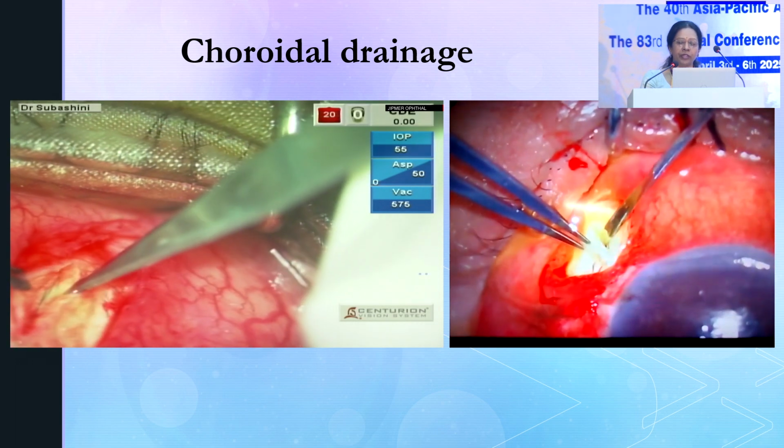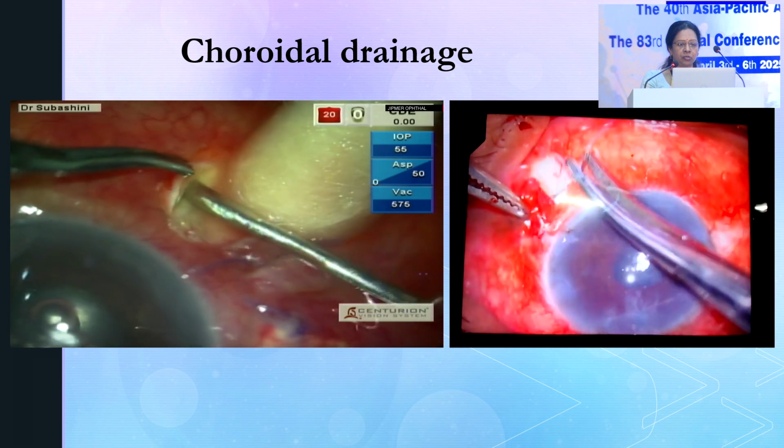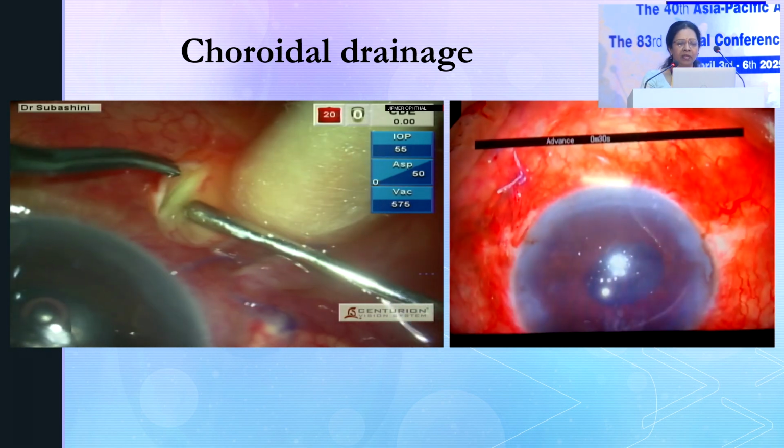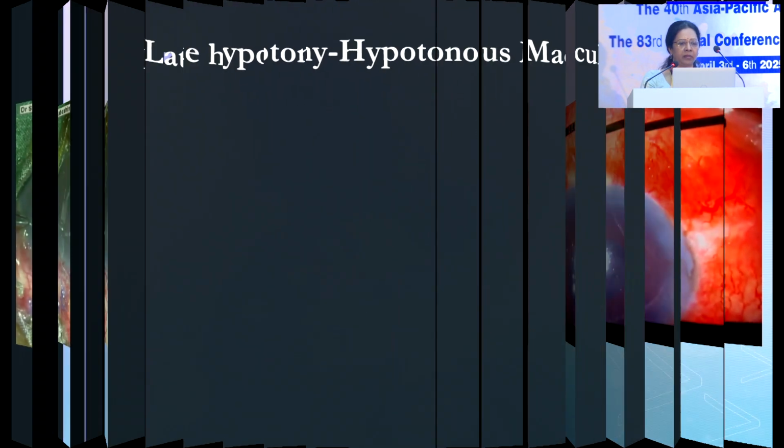If you're not confident, you can leave it to the retinal surgeon to do this. And then you can leave the wound open, just suture the conjunctiva with Vicryl.